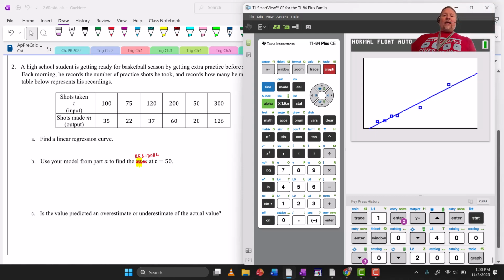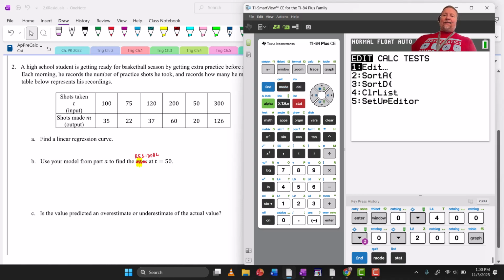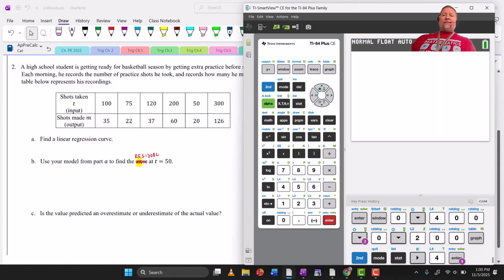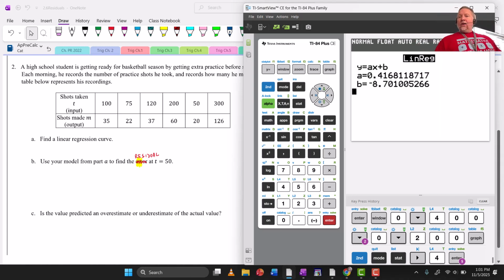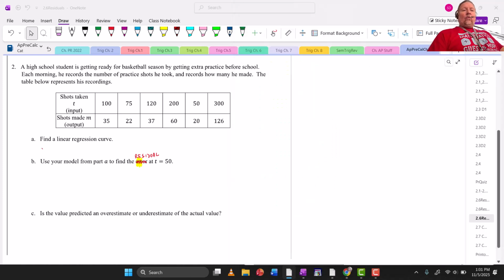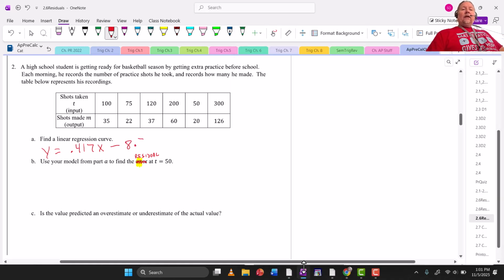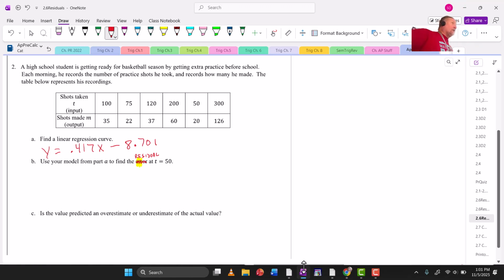Okay, you know what I got to do? When I hit second quit, I lose that equation. So I got to do it again. Stat, calculate, 4. You know what? I already got it in the Y1 screen, so I don't have to do it again. I want to write this down now. y equals 0.417x minus 8.701 is good. And if you don't round to 3 decimal places, I'm marking you wrong for a lack of precision, a lack of reading. Whatever it is that makes you not write 3 decimal places is why you get the red pen of vengeance.